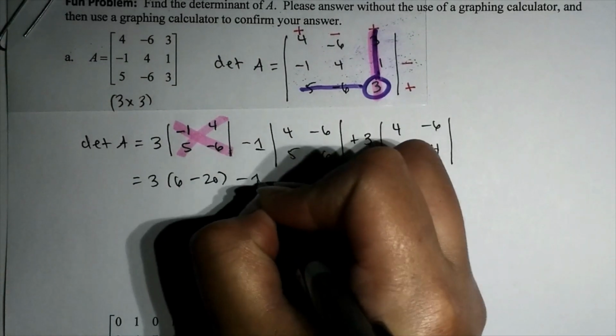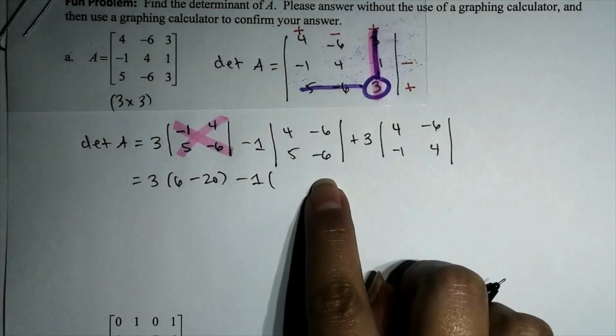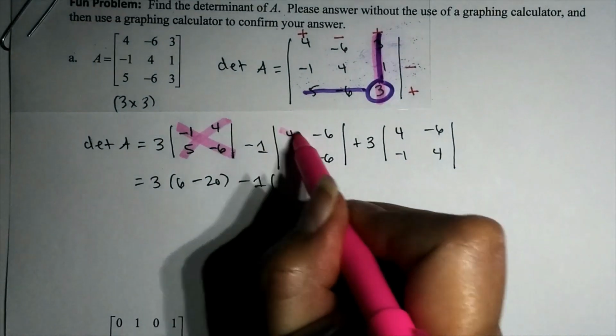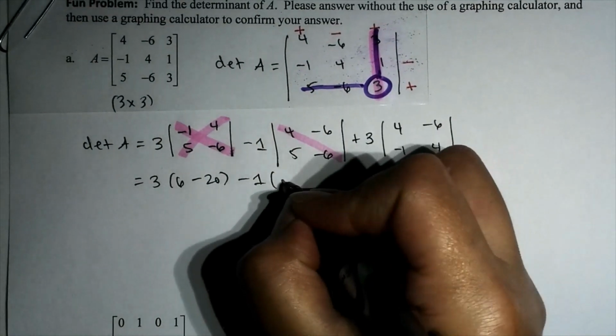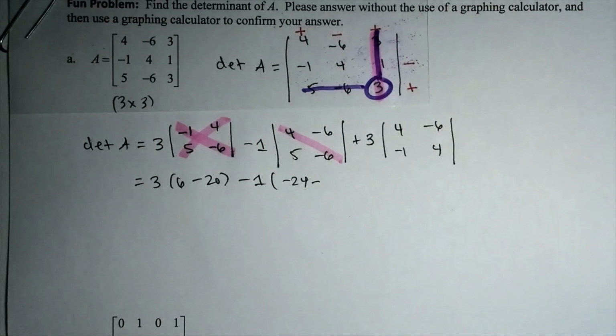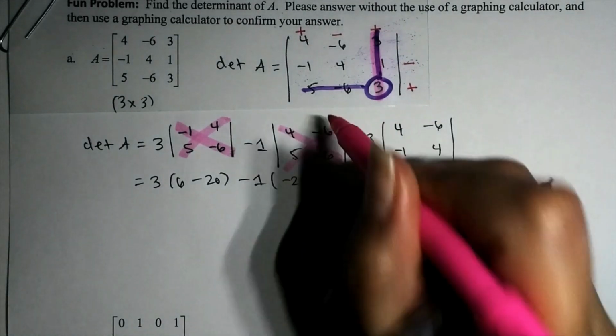Fantastic. Minus 1 times the determinant of this 2 by 2. First cross product is negative 24. And remember, we subtract the cross products. Other cross product will give us negative 30. Fantastic.